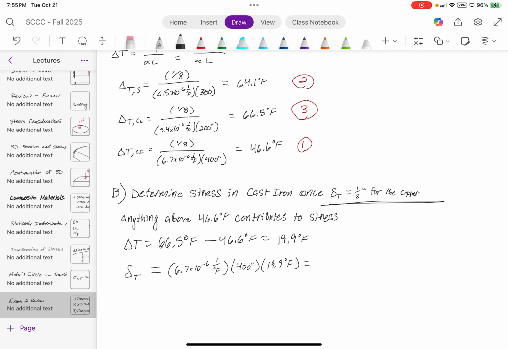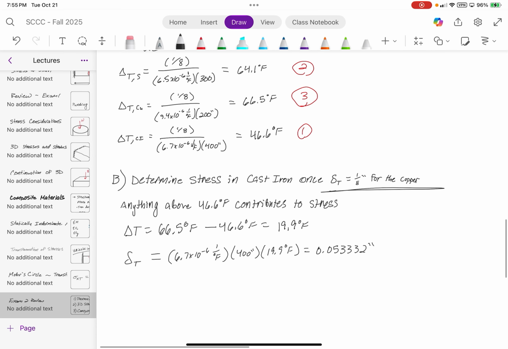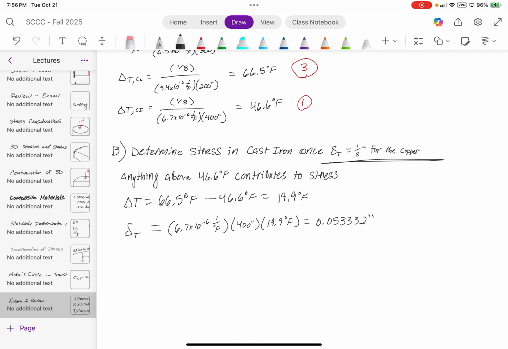John, what did you say you got for this? 0.053332. All right. So that's how much the cast iron wants to deform. Is it going to deform that much? No, it's already closed off. So stress develops. Because I don't give you guys an area, you could just calculate it as a force per unit area using the strain.